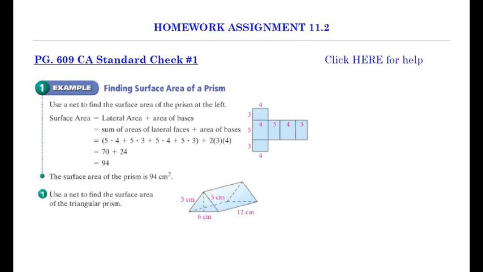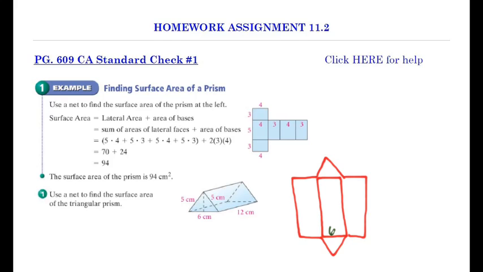Alright, so we're going to look at some surface areas of prisms. And again, our prism has the same base on the top and the bottom. And we can unfold it into a net and then try to figure out our area of those pieces. So that's exactly what we do. We unfold the prism. It looks like that.